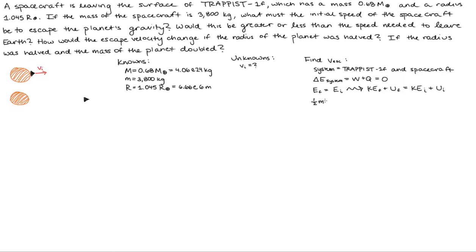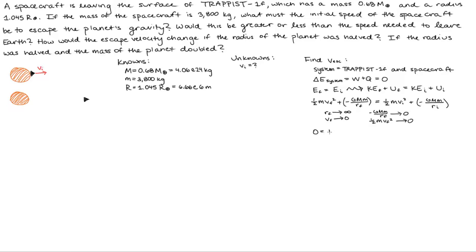Only writing the kinetic energy terms referring to the spacecraft, our energy principle statement then becomes 1/2 m v final squared plus negative G M m over r final equals 1/2 m v initial squared plus negative G M m over r initial. Our final situation is when the spacecraft is very far from the planet. In this limit, r final goes to infinity and v final goes to zero. This means that the final potential energy has infinity in the denominator and thus approaches zero, and that the final kinetic energy also approaches zero.